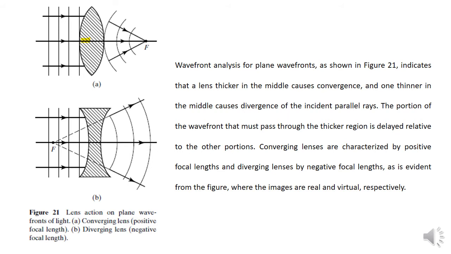At this portion, the wavefront passes more rapidly than the portion which is at the middle, so it causes a delay of the wavefront at the middle, so it converges the parallel beam of light, or the parallel plane wavefronts, into converging rays of light. Similarly, in the case of concave lenses, which are thinner at the middle and thicker at the edges, plane wavefronts diverge because at the middle region the wave passes more rapidly as compared to the edges of the lens. So the wavefronts diverge.